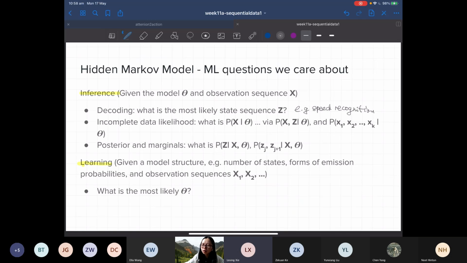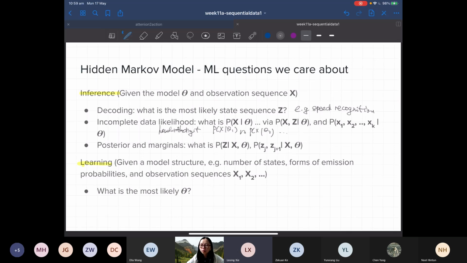So let's say, e.g., speech recognition. And then we would like to compute the incomplete data likelihood. Basically, what is the P of X given theta, right? This is relevant if we're doing, let's say, handwritten digit recognition. We want to evaluate P of X given theta for the digit 1 versus P of X given theta for the digit 2 and so on, and pick the more likely, right?